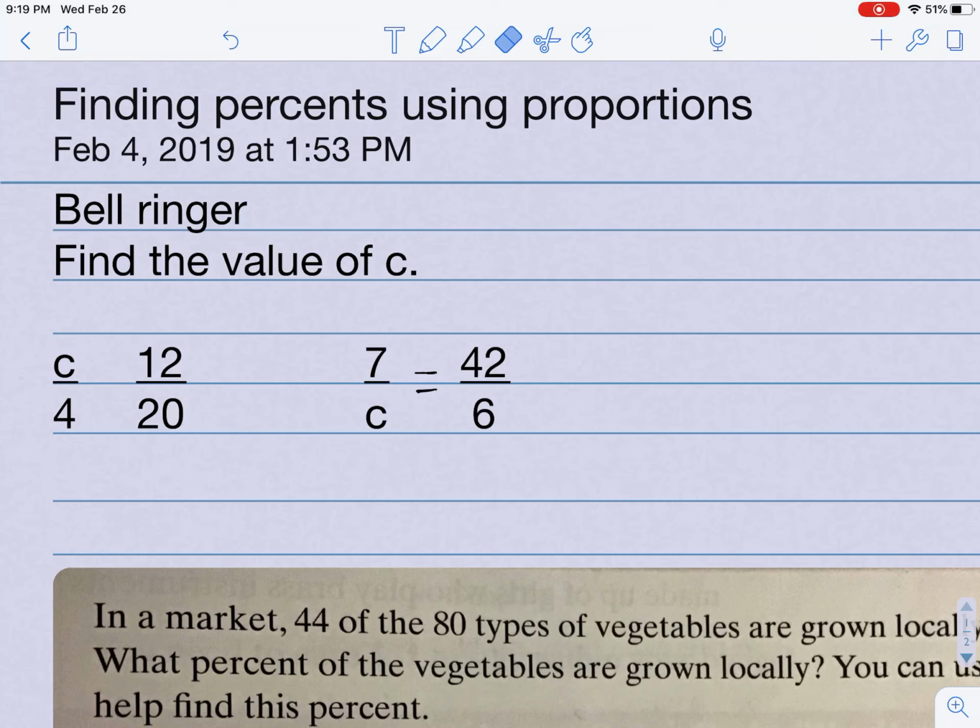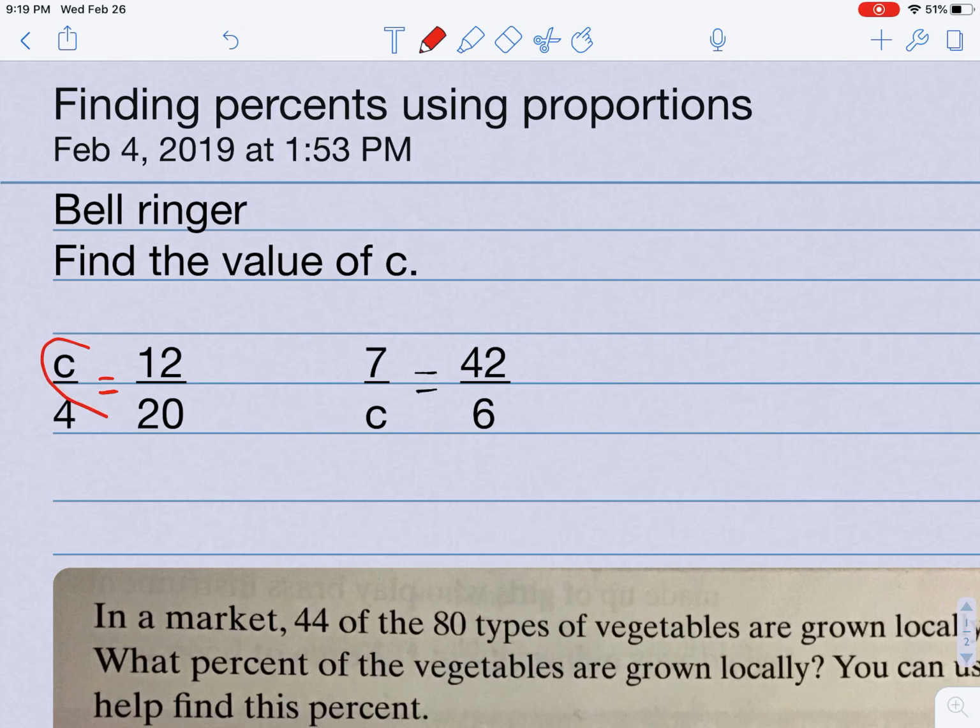All right, we're going to be looking at finding percents using proportions. Now remember that if two ratios are proportional, then we can use a cross product, set them equal to each other, and find the unknown.